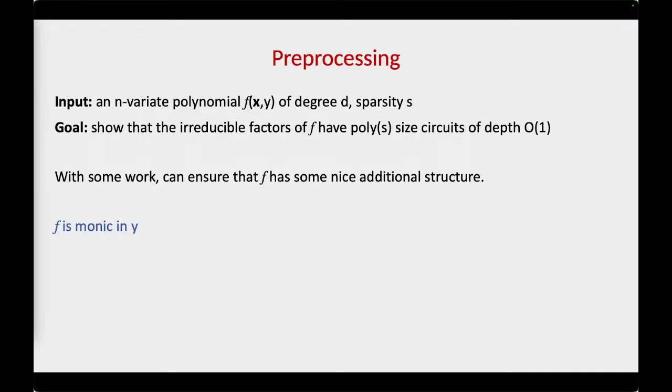The first thing we would like to ensure is that f is monic in y. So there are two sets of variables here. There's boldface x, which is, imagine that being an n-1 tuple of variables or an n tuple of variables. And there is a special variable y. We have a specially labeled variable y. And we would like to do something to f to make sure that it's a monic polynomial in y. The second thing we would like to ensure is that f is square free, meaning it's not divisible by the square of a polynomial.